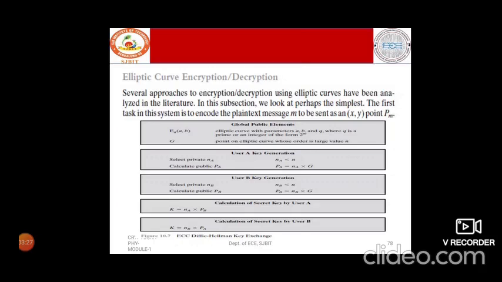The public key is a point in E_q(a, b). B similarly selects a private key nB and computes a public key PB. A generates the secret key k, which is the product of nA into PB. B generates the secret k, which is the product of nB into PA. So the two calculations in step 3 produce the same result, because nA into PB is equal to nA into nB into G, which is equal to nB into nA into G, which is equal to nB into PA.